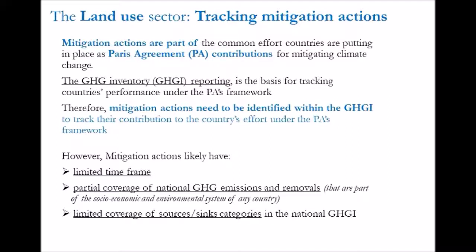However, the issue is that mitigation actions have a limited time frame. The greenhouse gas inventory goes backward, maybe to 1990, and it will go onward. Within this time series, you have your mitigation action quantification. The mitigation actions don't cover the entire greenhouse gas emissions and removals, so they only cover a portion of the total. Not only that, even within the greenhouse gas inventory categories, a mitigation action likely doesn't cover the entire category, or may cover one or more categories. And this is also an issue that needs to be considered.